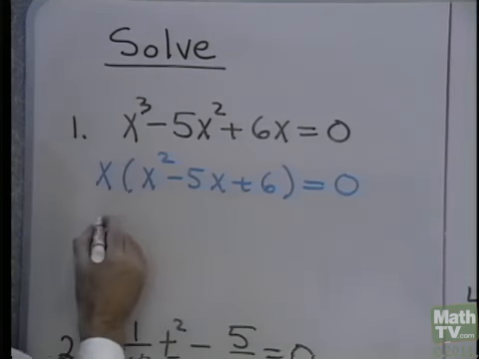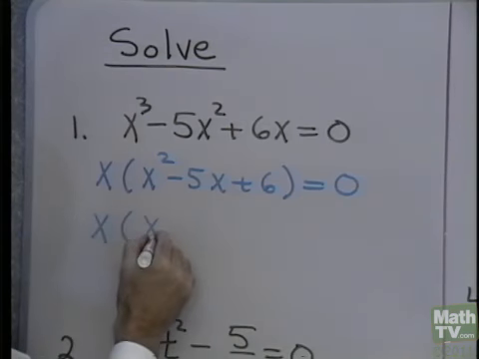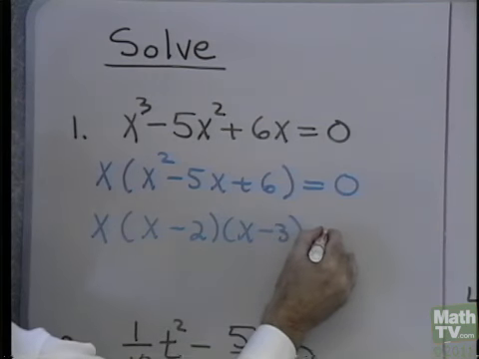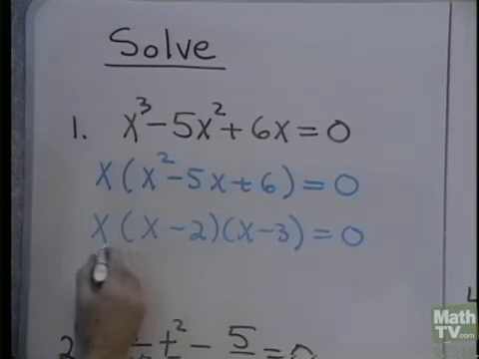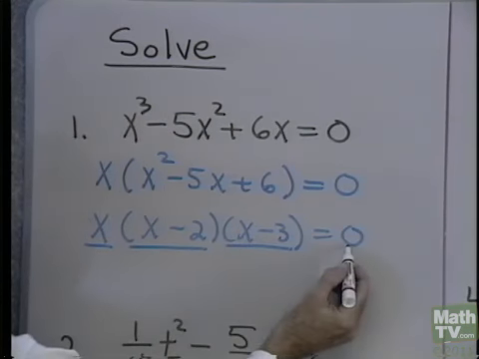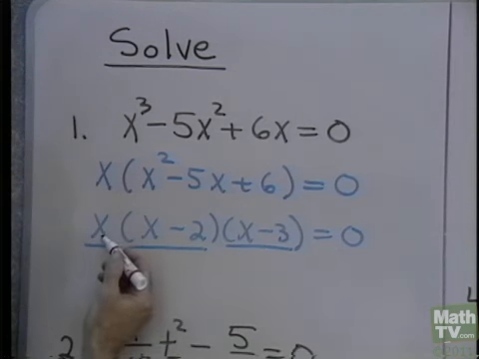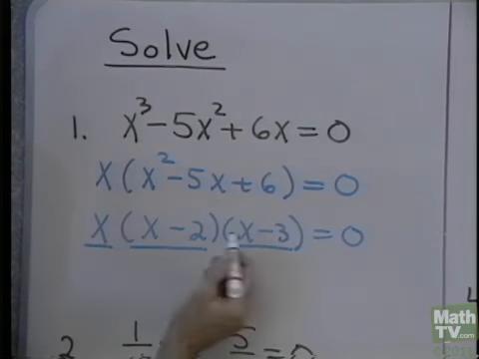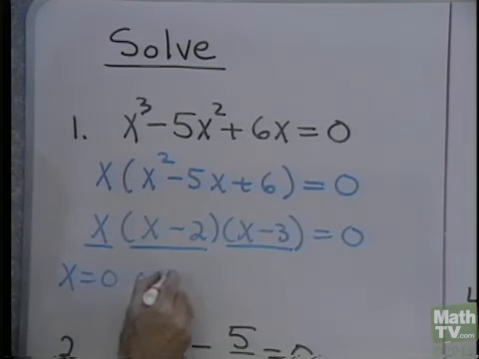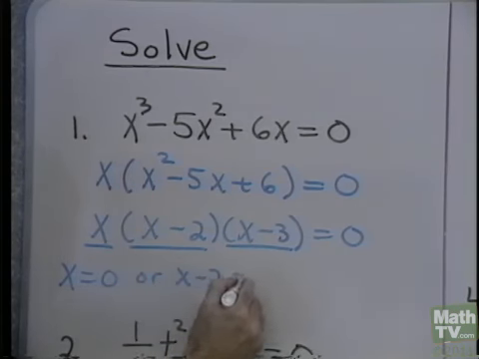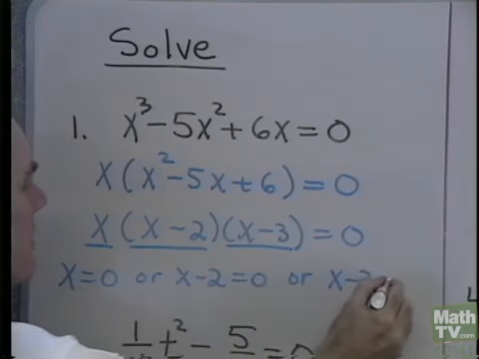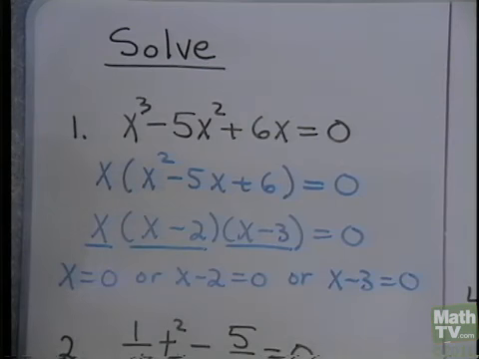Now I factor this trinomial. It factors into x minus 2 times x minus 3, and we have equals 0. Now I have the product of this and this equal to 0. That will be a true statement if this is 0, or this is 0, or this is 0. So x equals 0 gives me one solution, or x minus 2 equals 0 gives me another solution, or x minus 3 equals 0 gives me another solution.